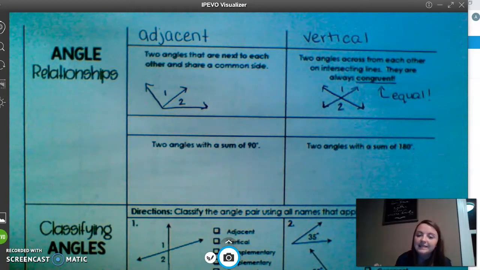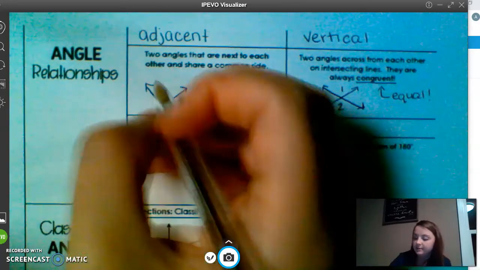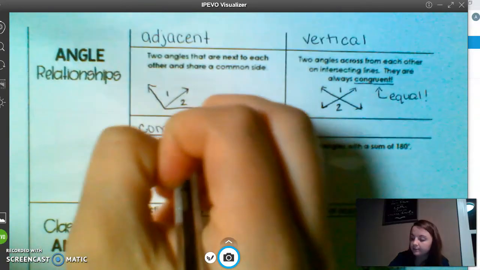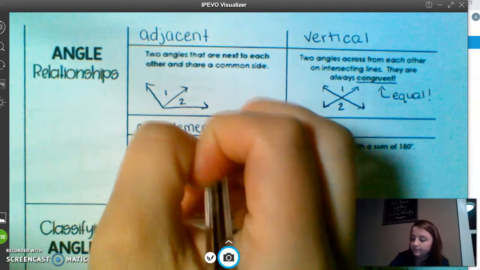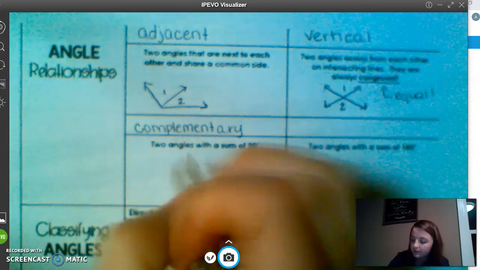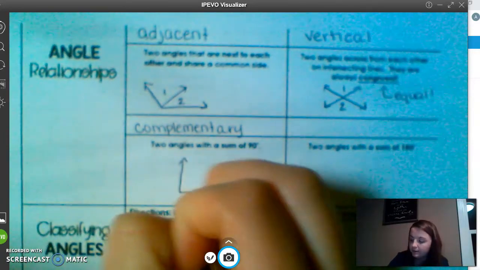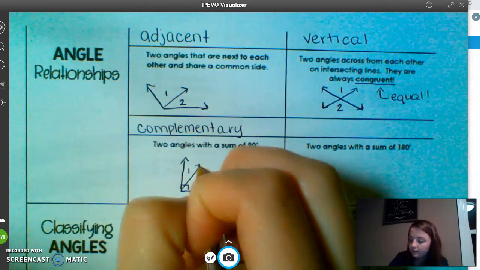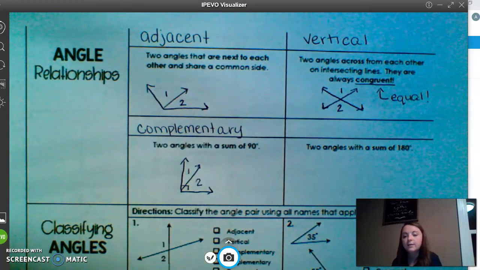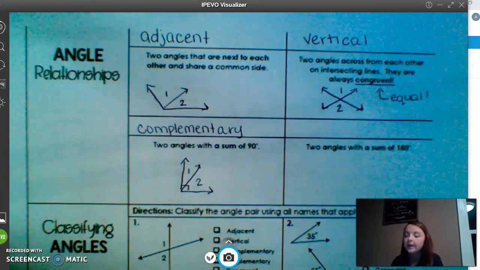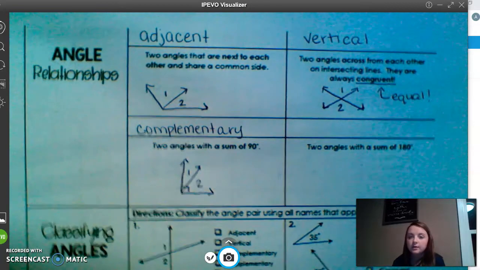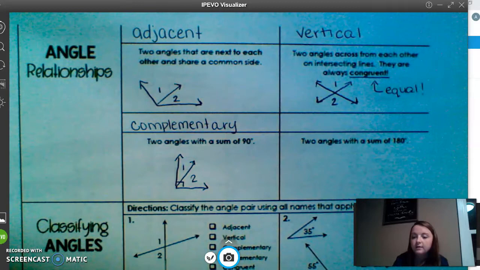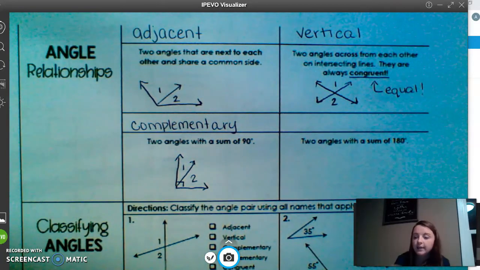Okay, two angles with a sum of 90 degrees are complementary. So that would be something like this for a visual, where you have angle 1, angle 2, and together they make a 90-degree angle. And our last type that we're going to talk about and use are two angles with a sum of 180 degrees.